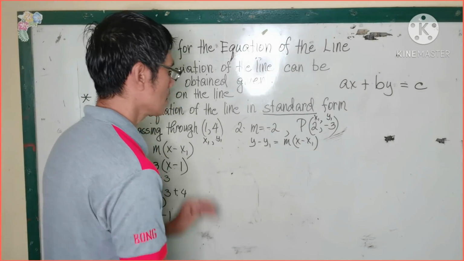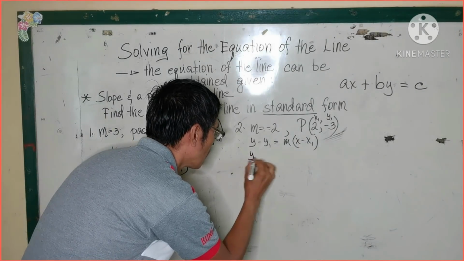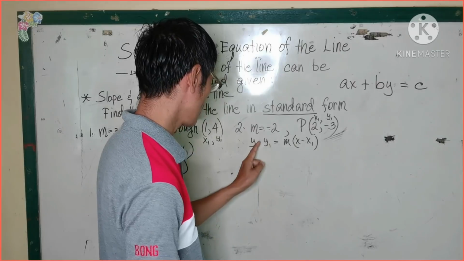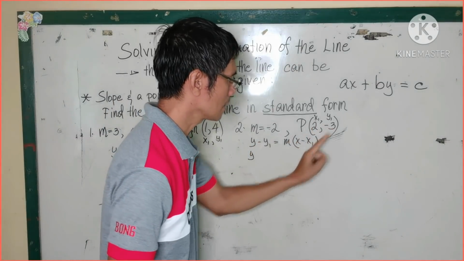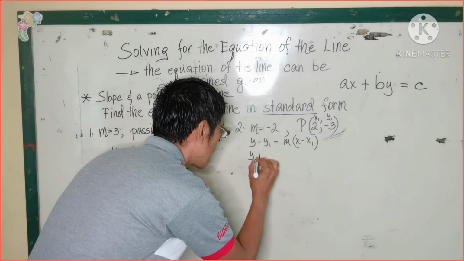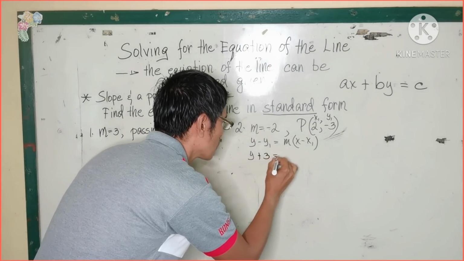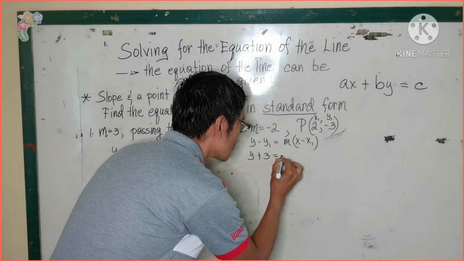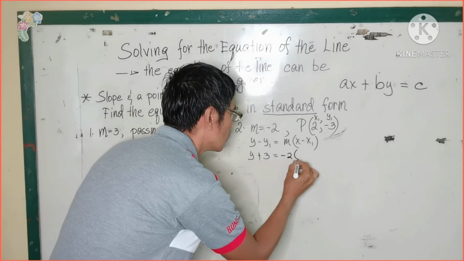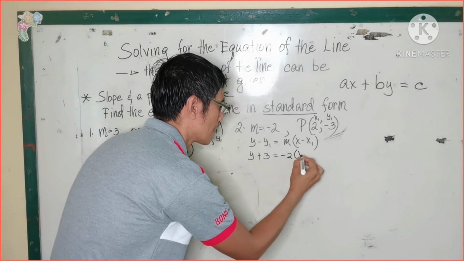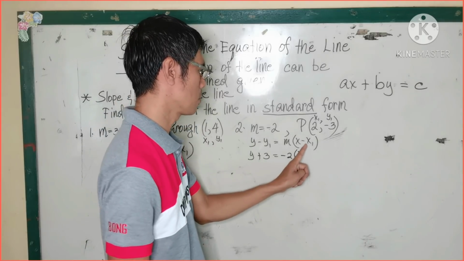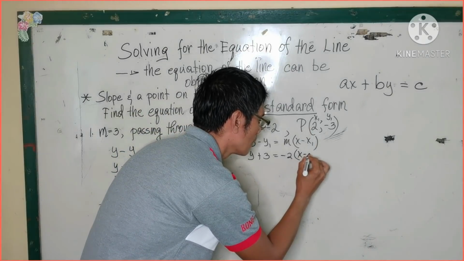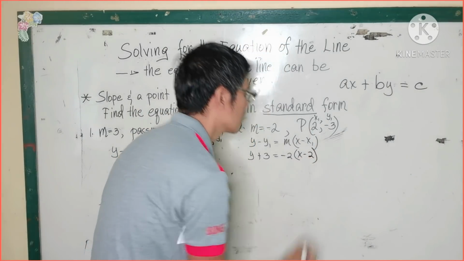So, substituting, we have y. What is our y sub 1? Negative 3. So, negative times negative 3, that gives you positive 3 equals m. What is our m? Negative 2. So we have negative 2. Then x. What is our x sub 1? X sub 1 is 2. So minus 2, or negative 2.